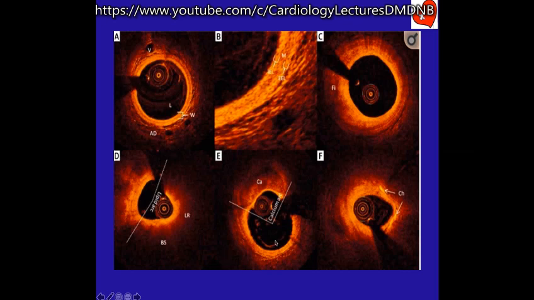Now, what does this show? What does E show? This shows calcium, sir. Why do you say calcium? Eccentric plaque with calcium. Why calcium? Low attenuation and sharp. Low attenuation, high attenuation, some people may not understand. What is low attenuation, what is high attenuation? Please use terms which I can understand.